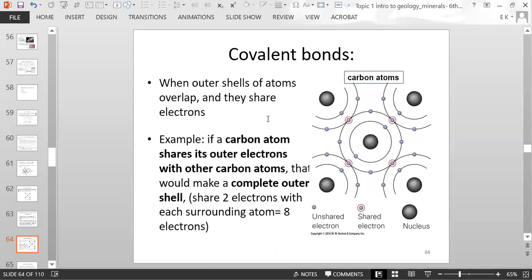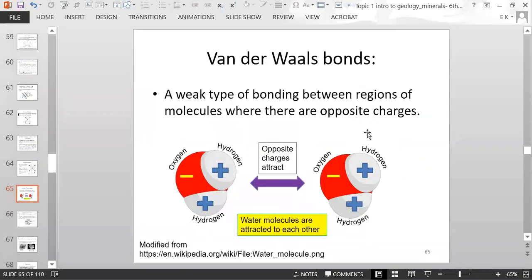Again, ionic bonds, for salt, as the example, you put it on your tongue and it dissolves the bond. You put salt in water, it dissolves the bond. Covalent bonds don't necessarily just dissolve because you put the material in water. It's a stronger bond. Then we have something called van der Waals bonds. This is a weak type of bonding between regions of molecules where there are opposite charges.